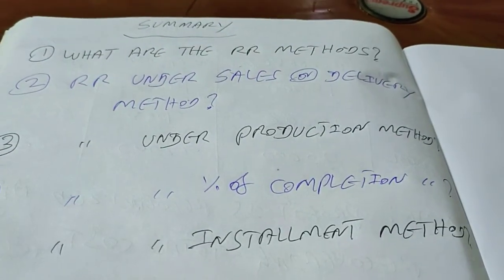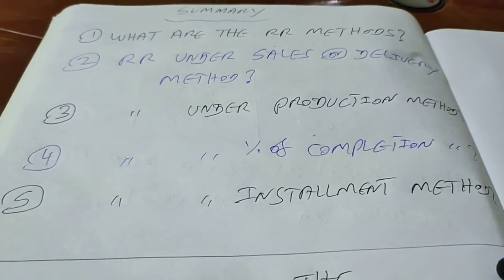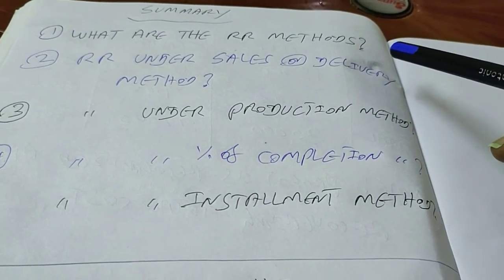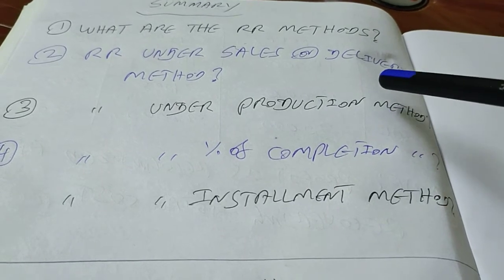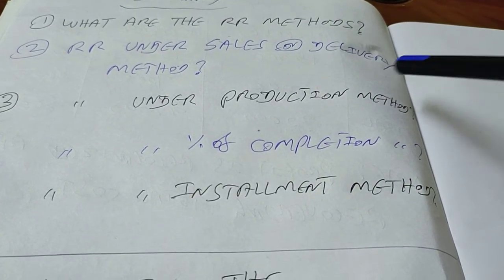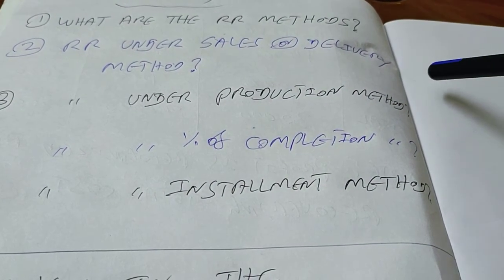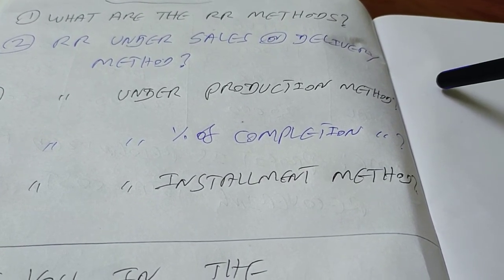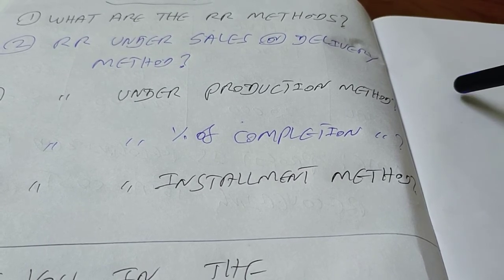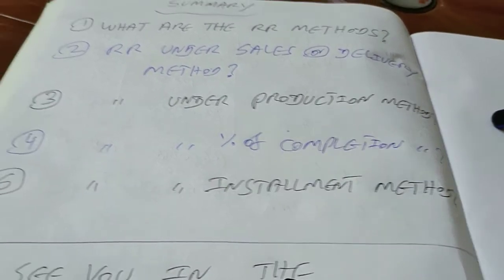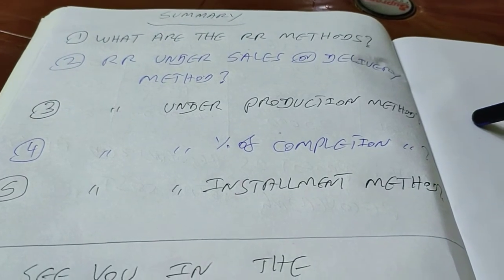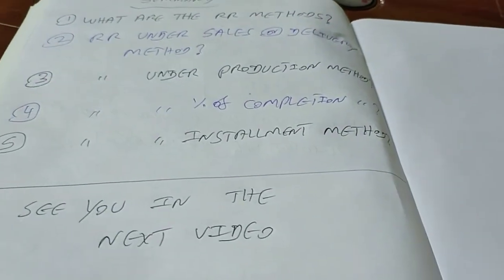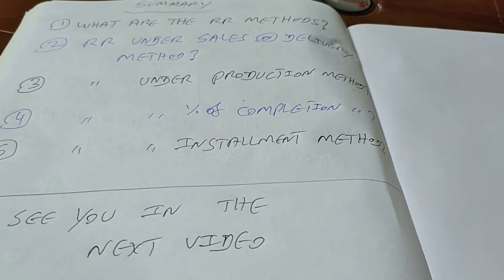So in this video we have answered basically 5 questions. Question number 1 is what are the revenue recognition methods that are widely used by companies. Second one is how do you recognize RR under sales or delivery method. Third one is on RR under production method. Fourth one is about RR under percentage of completion method. There we also discuss completed contract method. And the last question is about RR under installment method. I hope you guys have gone through it and you are understanding this.